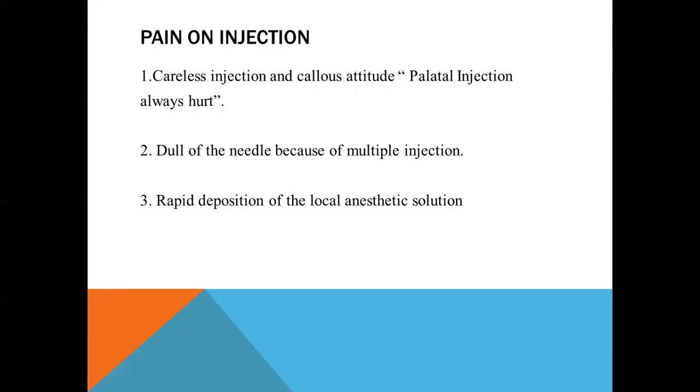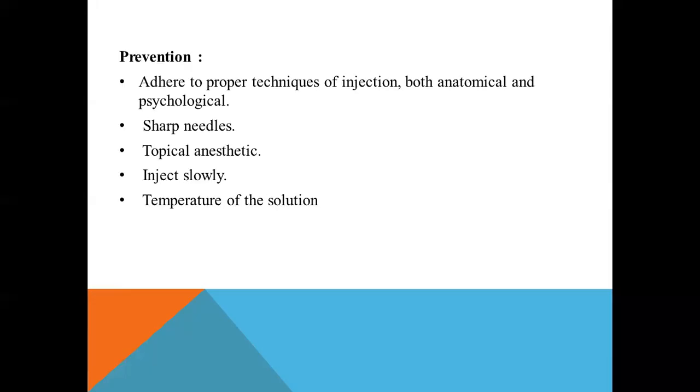As I told you, the underlying submucosa will not be there. The mucosa is directly adherent to the bone in the case of the palate. So whenever you inject the palate, and if you are going to give a palatal nerve block, the pain will be more. A dull needle because of multiple injections, and rapid deposition, will also cause pain.